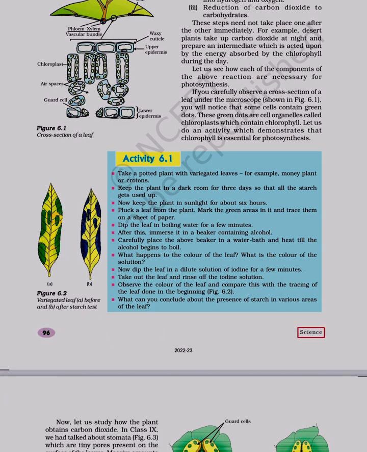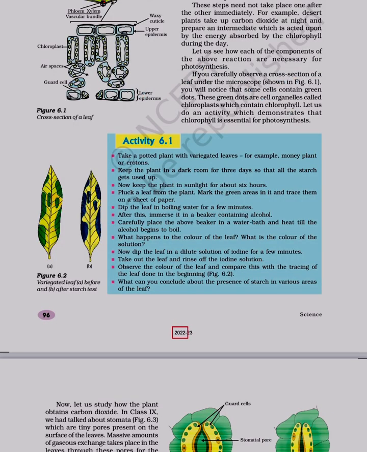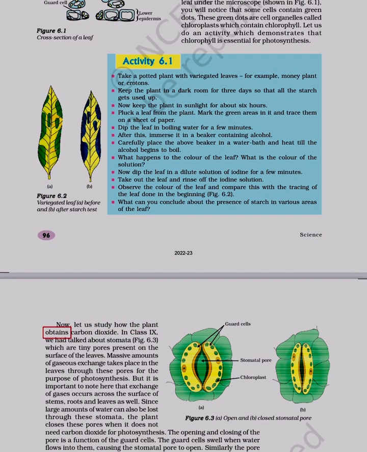96. Science. Let us now see what actually happens during the process of photosynthesis. The following events occur during this process. Activity 6.1. 2022 to 2023. Now, let us study how the plant obtains carbon dioxide.